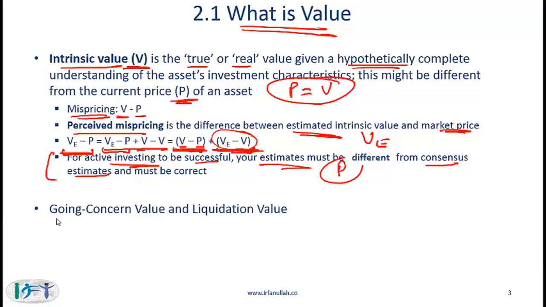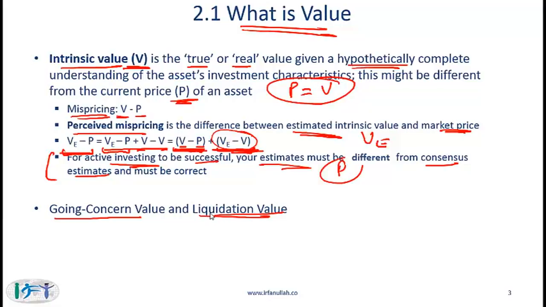Next major point is the distinction between going concern value and liquidation value. You have seen this at Level 1. When you value a security, you make an assumption that this particular company is going to go on forever. Even accounting numbers are based on going concern value. The opposite of going concern value would be liquidation value. Liquidation value is where you say that I'm going to liquidate the assets, I'm going to then settle the liabilities, and what remains is the liquidation value.